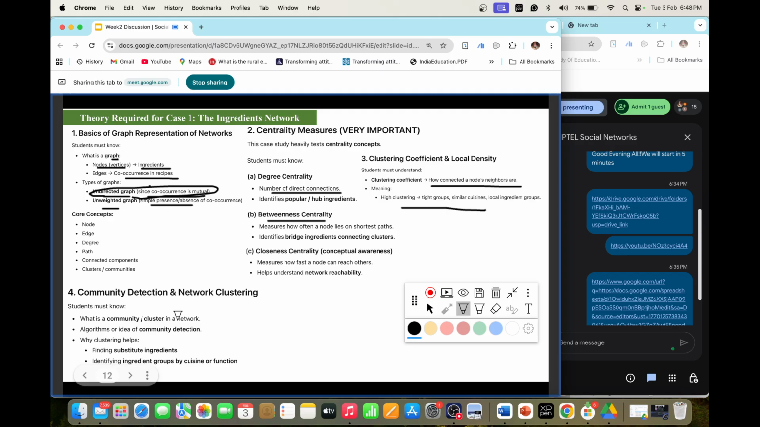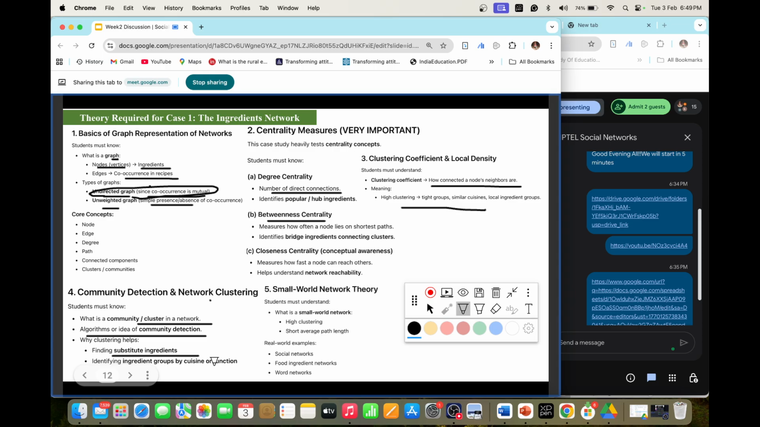Fourth concept: community detection and network clustering. What is a community or cluster in a network? The algorithm or idea of community detection. Why clustering helps: finding substitute ingredients, identifying ingredient groups by cuisine or function. For example, for a pizza, there are certain common ingredients that go with cheese, and if we trace this community, we can see what ingredients go well with cheese.